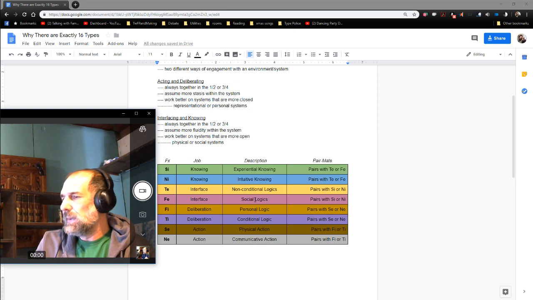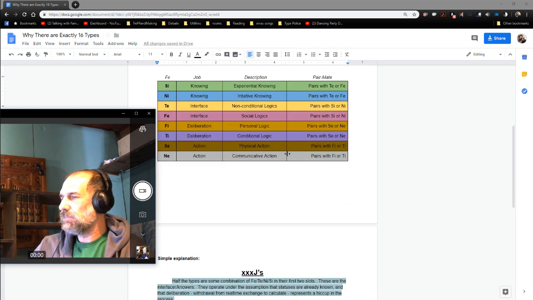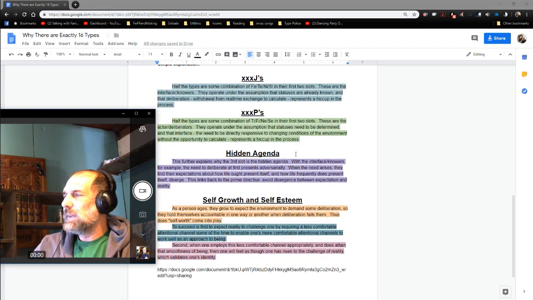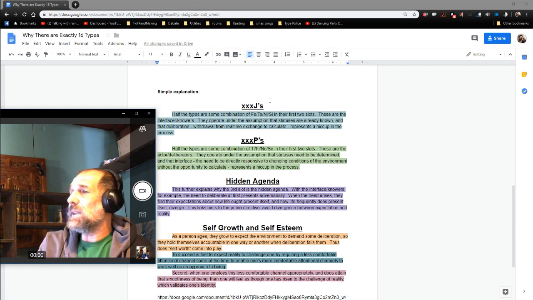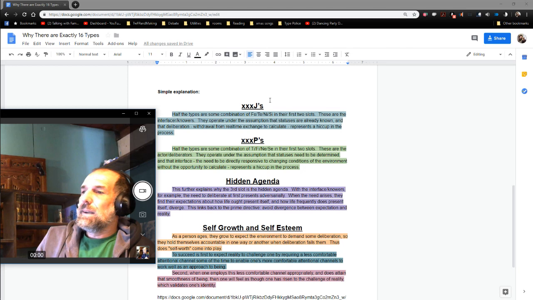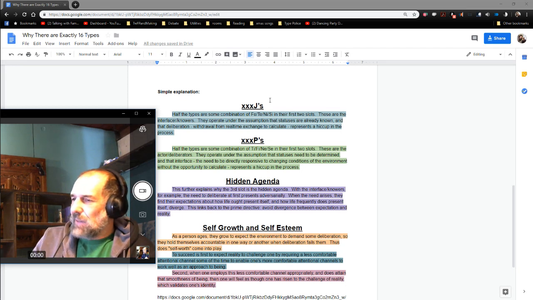SE, physical action, pairs with FI or TI. NE, communicative action, pairs with FI or TI. Simple explanation: the J's in MBTI lettering, okay? Now, note, in this regard, in some sense, MBTI was on to something. They had the right instinct here, because what they were doing is they were saying, let's put all of the interfacer knowers together as J's, and let's put all of the action deliberators together as P's. A perfectly sensible thing to do, except you're not using the right letter there.